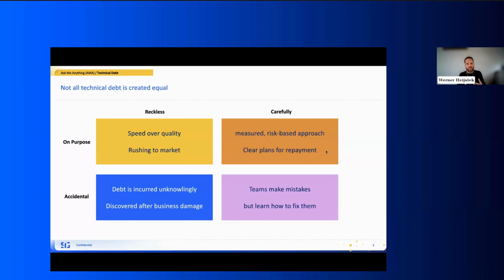What you see is that to make talking about this slightly easier, different categories were invented to categorize technical debt. So when you are carefully introducing technical debt and you do it on purpose, so you know what you're doing, which is the orange quadrant there, that's a measured risk-based approach where you have clear plans for repayment of this technical debt, to stay in the analogy of a financial burden.